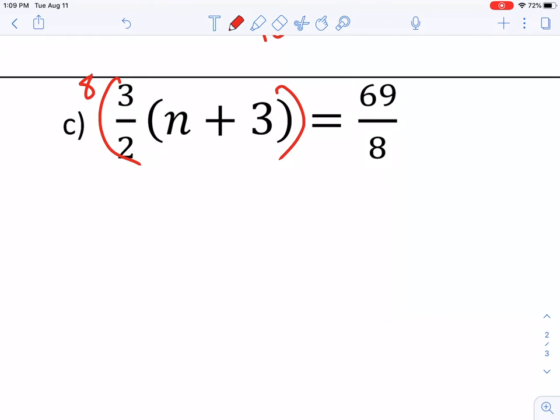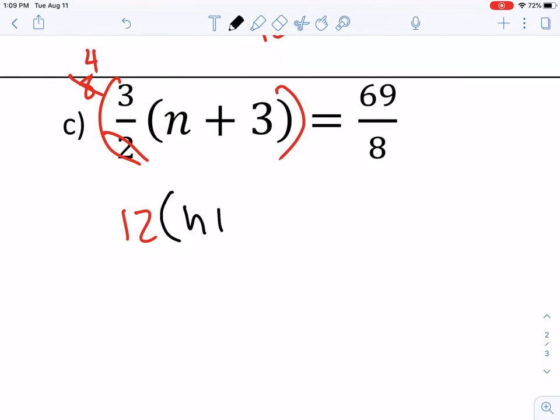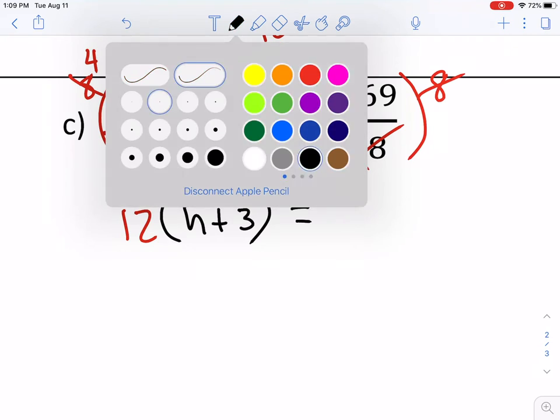2 goes into 8, and 8 goes into 8, so these cancel out to give me 4. So 4 times 3 is 12. And then I have n plus 3. Equals, this side is also being multiplied by 8, because I have to multiply every term. Those cancel out, so it's just 69.